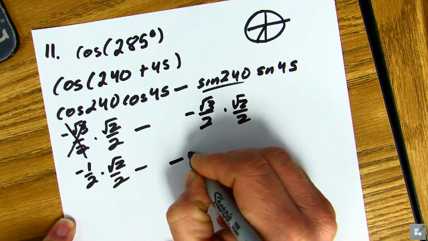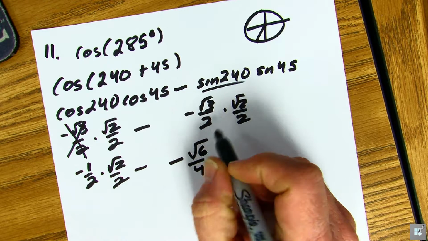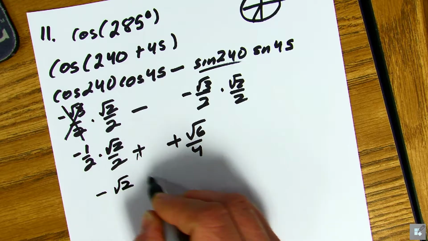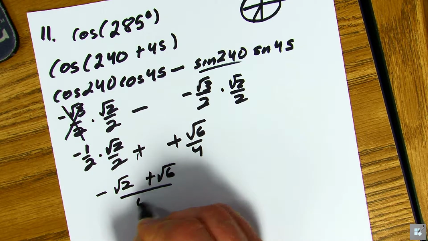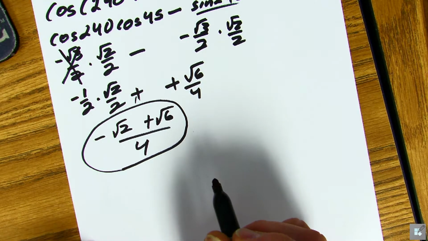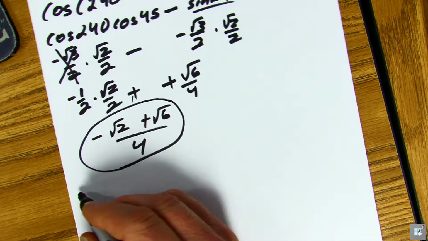So we get minus the square root of 6 over 4. So minus and negative becomes plus. That's going to be negative square root of 2 plus the square root of 6 all over 4. And there you go. Now you may have it so that it's square root of 6 minus the square root of 2 all over 4, which works as well.